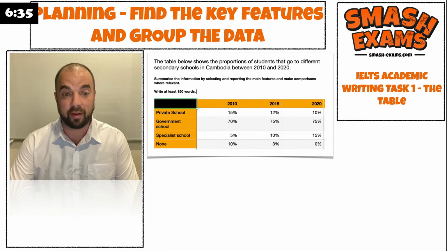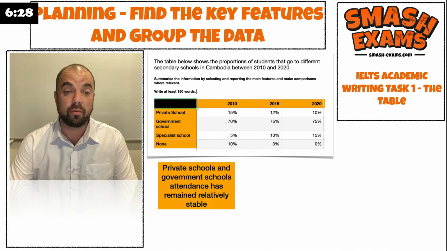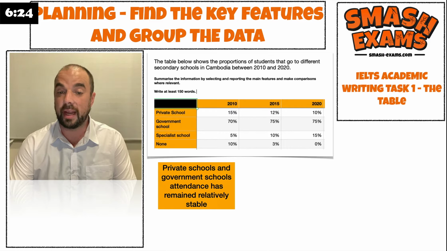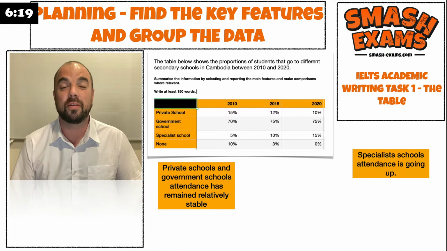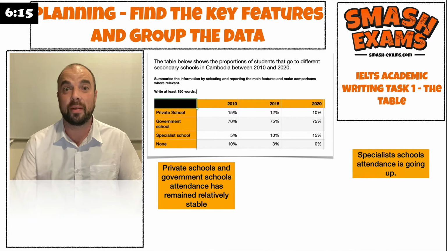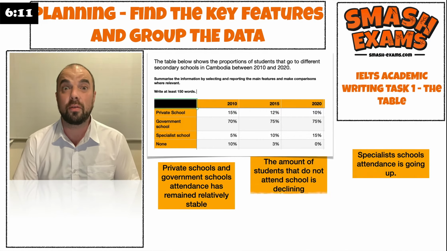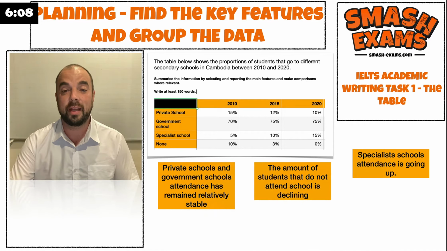So I will look at this and I can see that private schools and government schools have stayed relatively stable. Private schools, they've only gone from 15% to 10%, and government schools have stayed at around 70-75%. The proportion of the students attending specialist schools is going up quite quickly between 2010 and 2020. Also, the amount of students that do not go to school is declining. As we can see, in 2010 it was 10%, and in 2020 it's down to 0%.